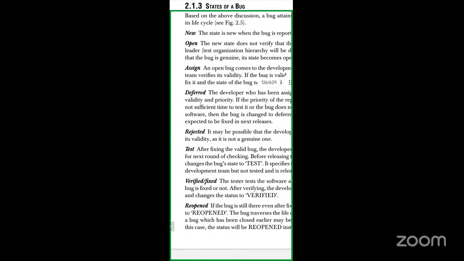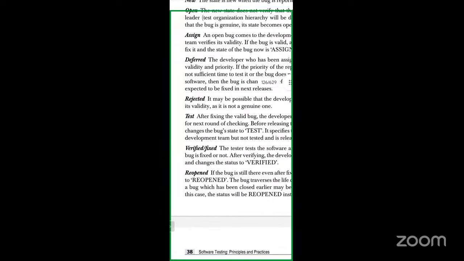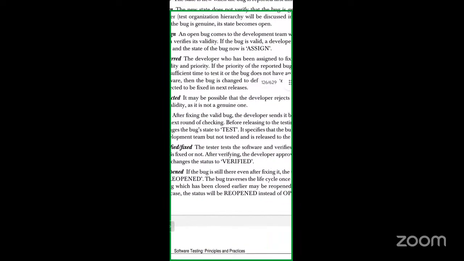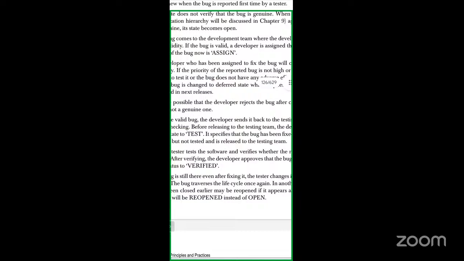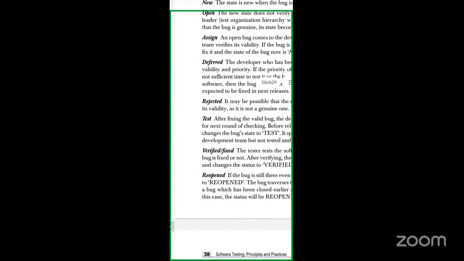That is, the tester is going to test the software to see whether the bug is fixed or not, and if it is, then he is going to verify. That is, he is going to do the changes and go for the verification. Then he is going to go for the reopening. So if everything is done, then he is going to verify it and close it. If it is not done, then again it is going to be reopened.